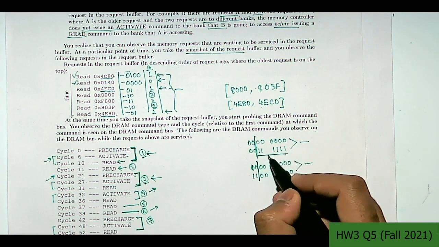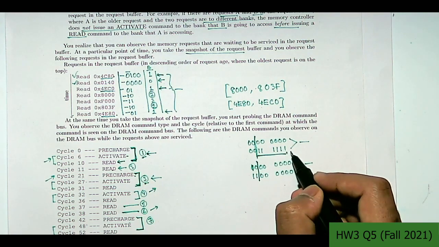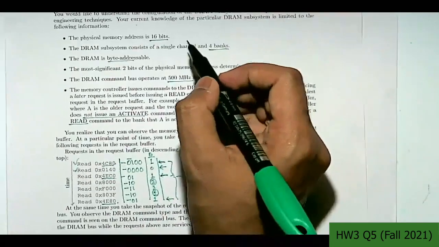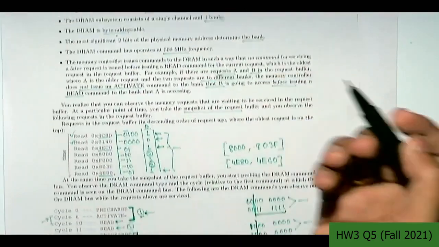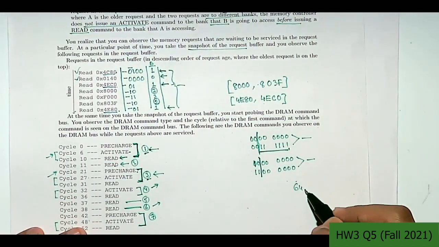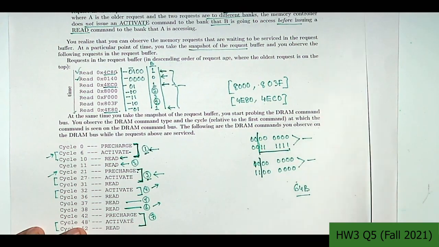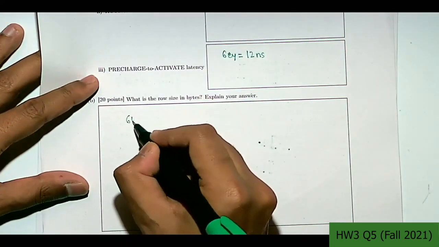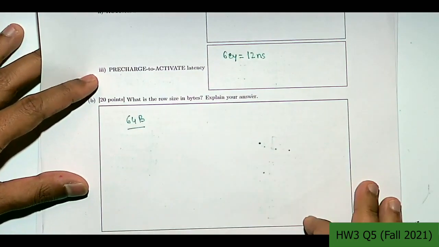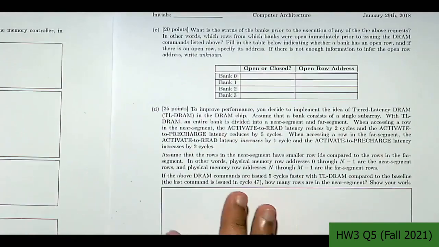How many bytes of that? You have 6 bits of addresses. This is a byte addressable memory, so 6 bits translates to 64 bytes. Make sense? So that means your row buffer size would be 64 bytes. Is it clear? Okay, now let's go to the third question.